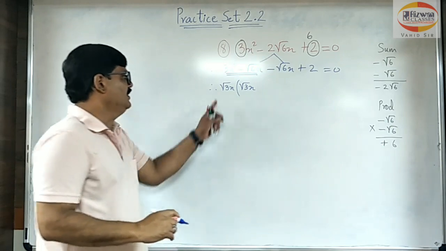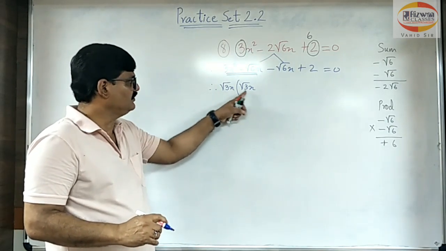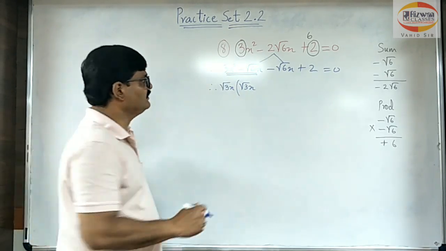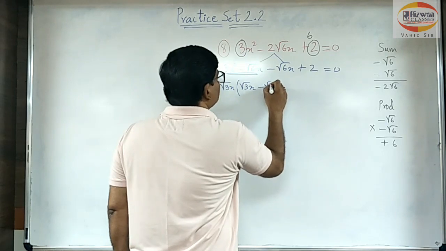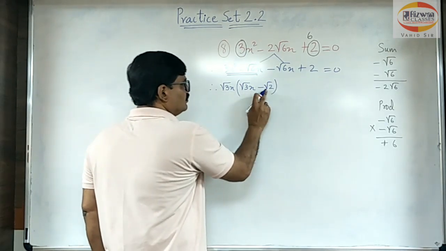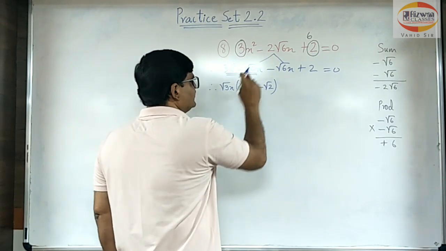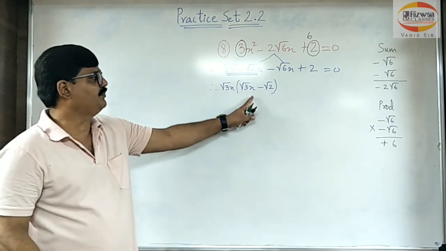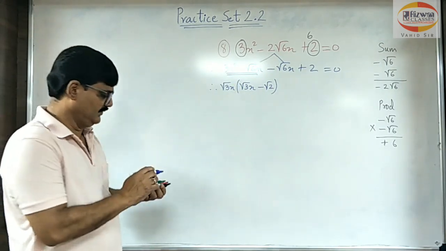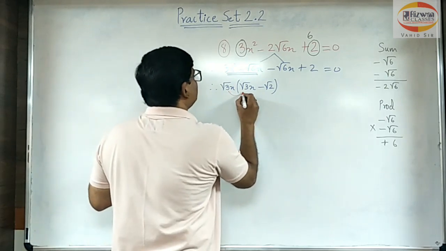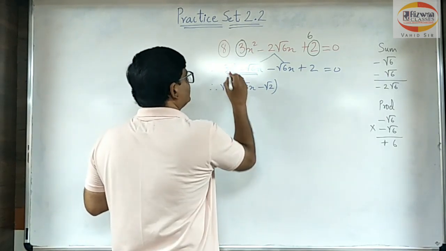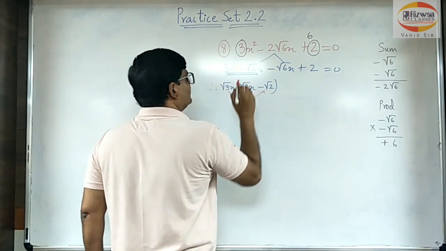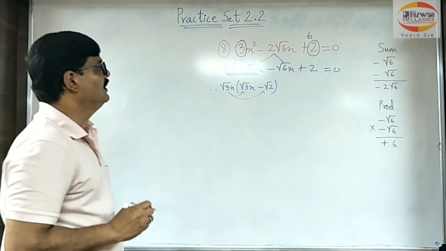Now let's try to multiply. Root 3 into root 3 is 3, x into x is x square. That means whatever I multiply, I must get my original number back. And this will be coming as minus root 2. If I multiply root 3 into root 2, I am getting root 6 x. So my aim is, whatever I remove common, when I open the bracket I must get my original number back. When you multiply root 3x into root 3x, I am getting 3x square. And root 3x into root 2, I am getting root 6x.